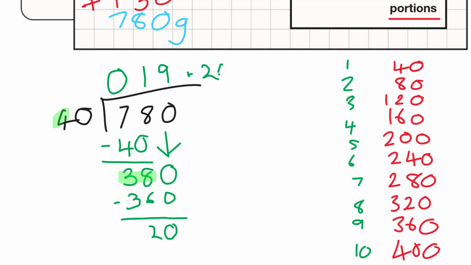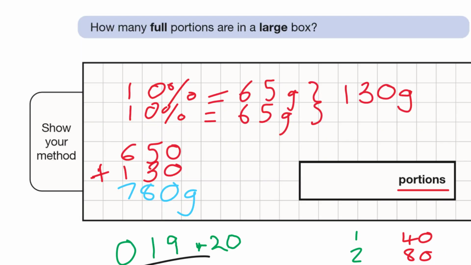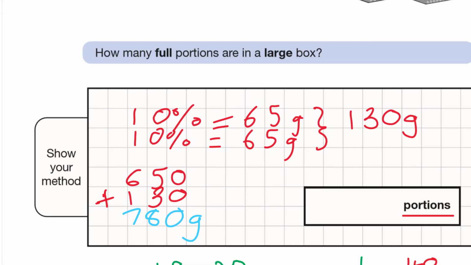In this question, you don't need to worry about representing your remainder as a fraction or a decimal because the question doesn't ask for that. The question wants to know how many full portions. So this is saying I can make 19 portions of 40 grams, and then I'm going to have 20 grams left over. So this remainder is grams. What can I do with that 20 grams? You could have a smaller portion, but the question is asking specifically how many full portions are there. You can see it's in bold. How many full portions are in the large box? So full portions is 19.